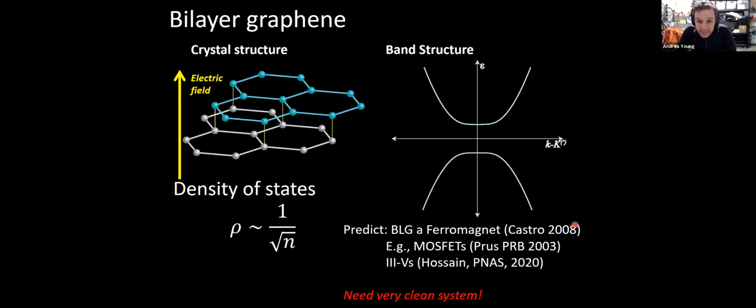In 2008, the prediction is that you should have ferromagnetic states at low density in gapped bilayer graphene, and that should be relatively straightforward. And there are, of course, analogs of this in semiconductors. There's a long literature on the ground state of a 2-dimensional electron gas at very low density that finds a variety of ferromagnetic and Wigner crystal states, and there are observations of this type of physics, for example, in silicon MOSFETs and recently in 3-5 semiconductors, where signatures of ferromagnetism have been seen.